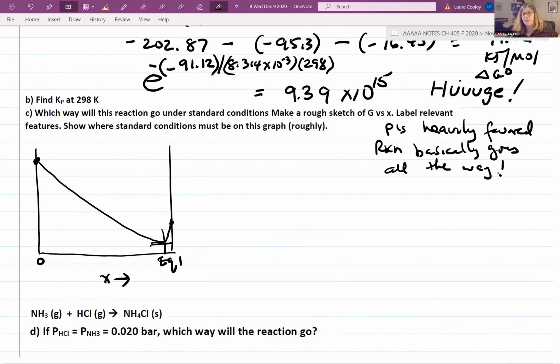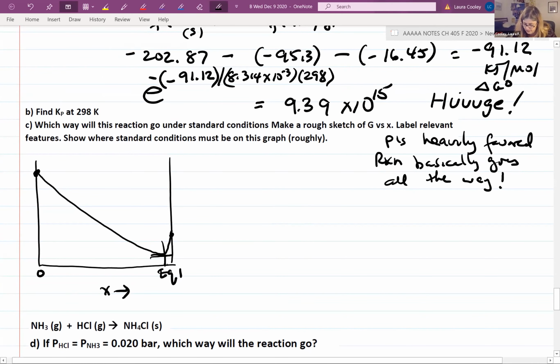We'll talk about what that means. In freshman chem, we would say, oh, this reaction goes to completion. But now I'm going to be able to show you that for a certain pressure, the reaction will actually go the other way. But it's a very, very, very small pressure of the two gases. So it's almost all the way to the end here, but there is a little bit of space for the reaction to go back. In reality, that's really a tiny, tiny bit.